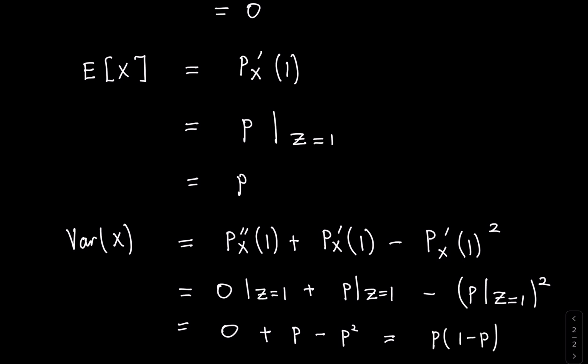And there you have it. We've also shown that the variance of x is p(1 minus p), which matches up with our expectations.